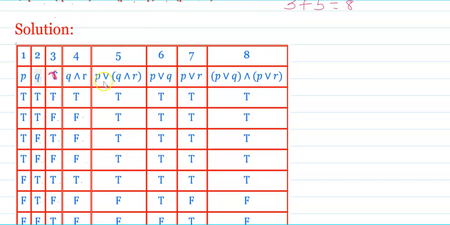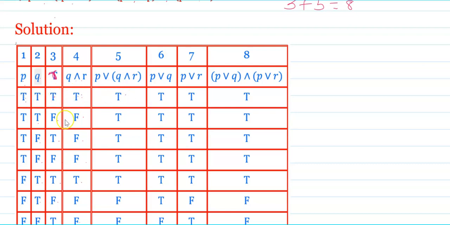Now we'll find out the or between the first and the fourth. First and fourth मध्ये or find out करायचा आहे. or कसा लक्षात ठेवायचा आहे? One of them must be true, otherwise it is false. दोघांपैकी एक तरी कमीत कमी true पाहिजे. That is the or between the first and the fourth column.